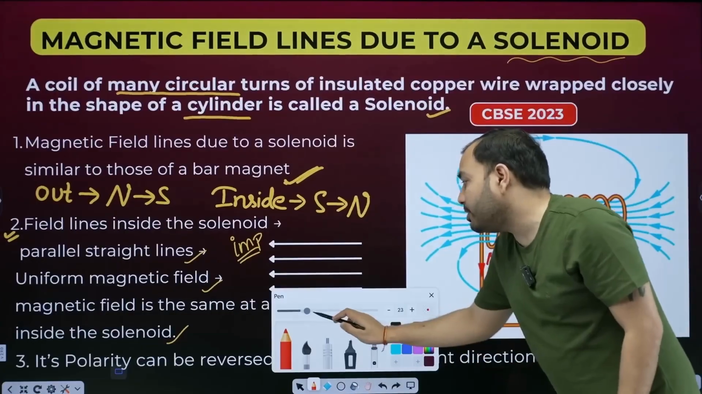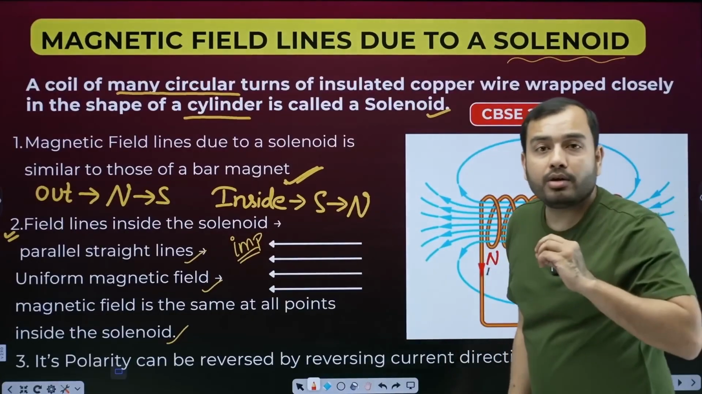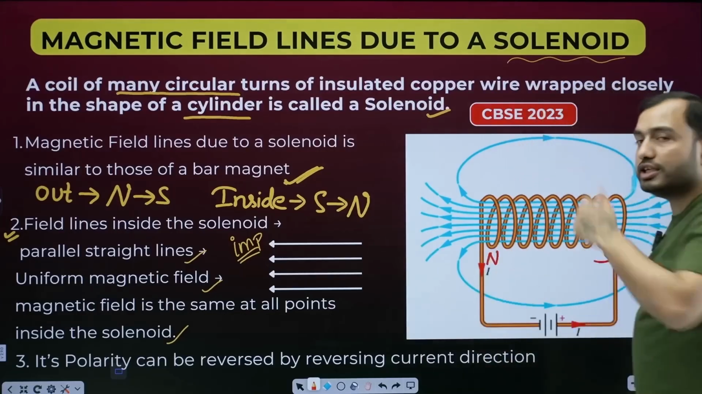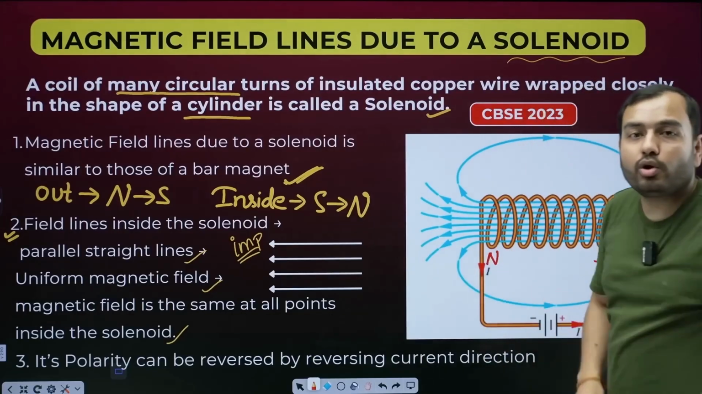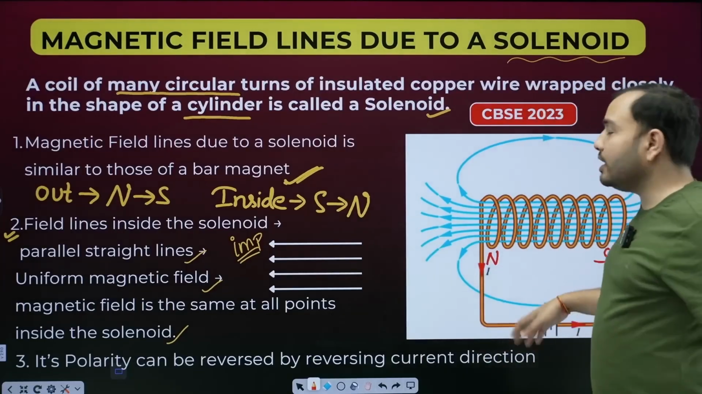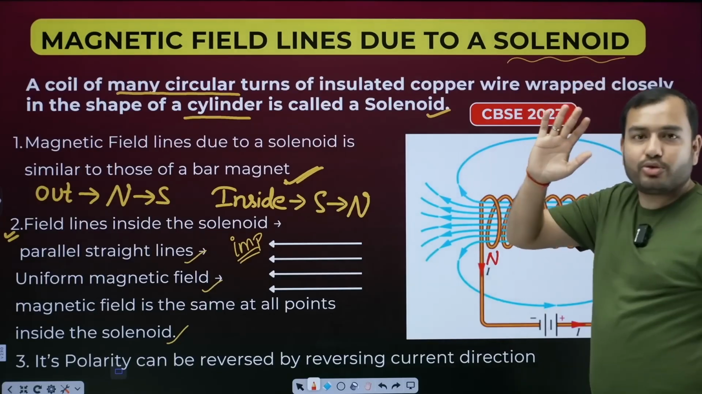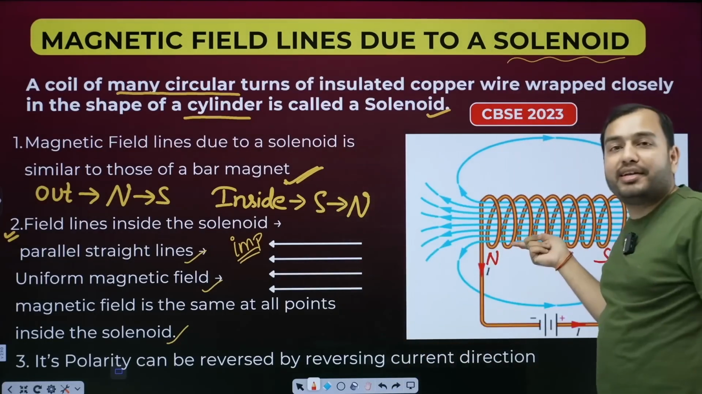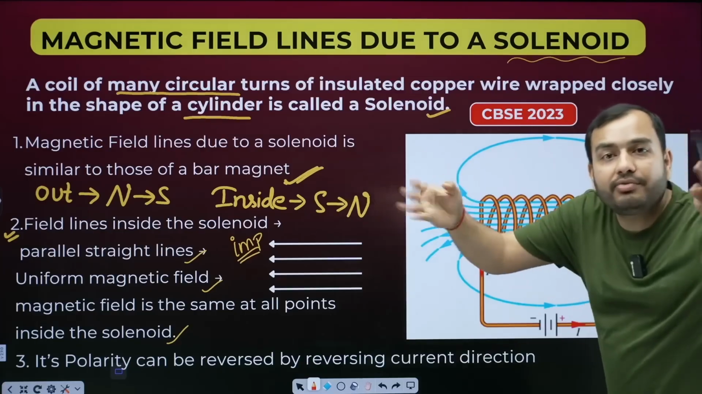One more point is written. Its polarity can be reversed. This is a very important thing. You have a normal magnet; you can't change its polarity. Because here the whole game is of current. You stop the current, the magnetic power is over. What is the name of the chapter? Magnetic effects of current. If there is current, then there will be a magnetic field. You stop the current, the magnetic field is over.